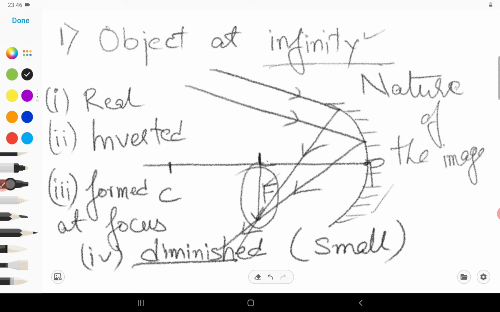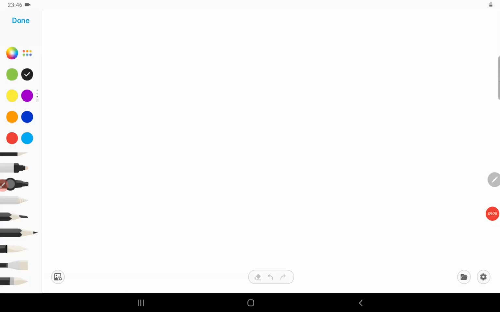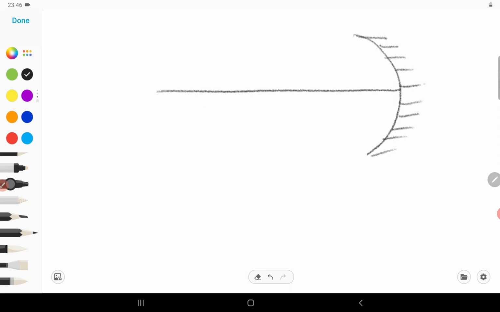The alternative of this particular diagram I am drawing it here. So this is my concave mirror. This should be a 7 centimeter length of straight line. I need to put a P here that denotes pole. And then at the 3 centimeter mark I have to mark the focus. At the 6 centimeter mark I have to mark the center of curvature.